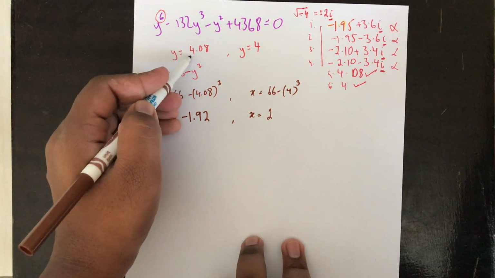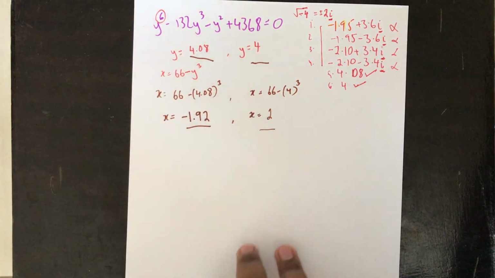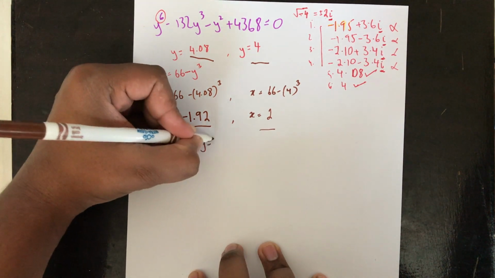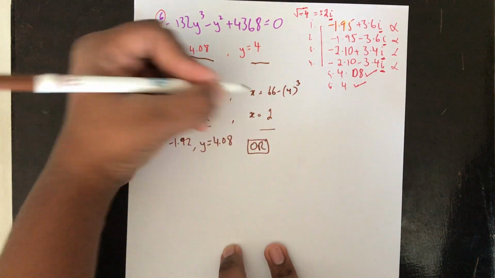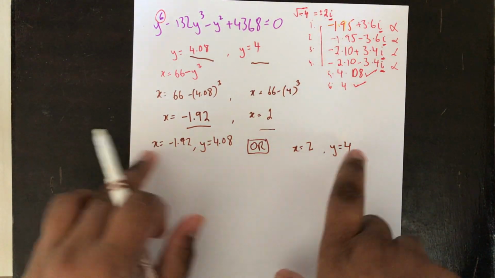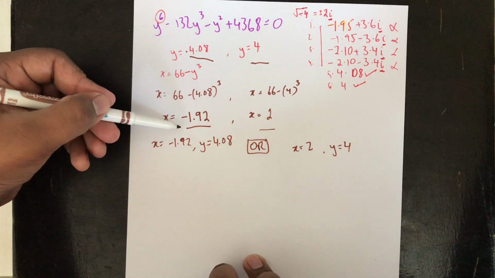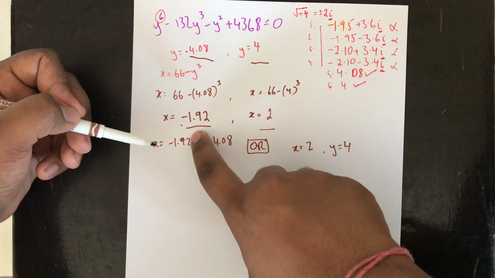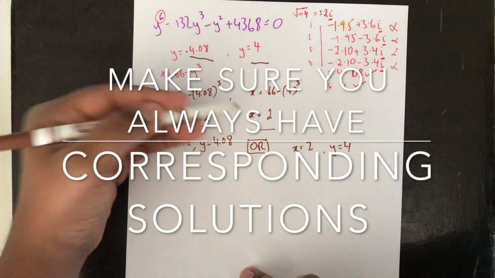So I have this solution which corresponds with this, and I also have this solution which corresponds with this. So we have x as minus 1.92, y is equal to 4.08. That's one set, or we have x as 2 and y as 4. So we've got these two sets. Make sure that they are all corresponding to each other. So if I have y as 4.08 and I get x as minus 1.92, my answer cannot be when y is 4, x is minus 1.92. You cannot have it in that type of scenario. You always have to have corresponding variables.